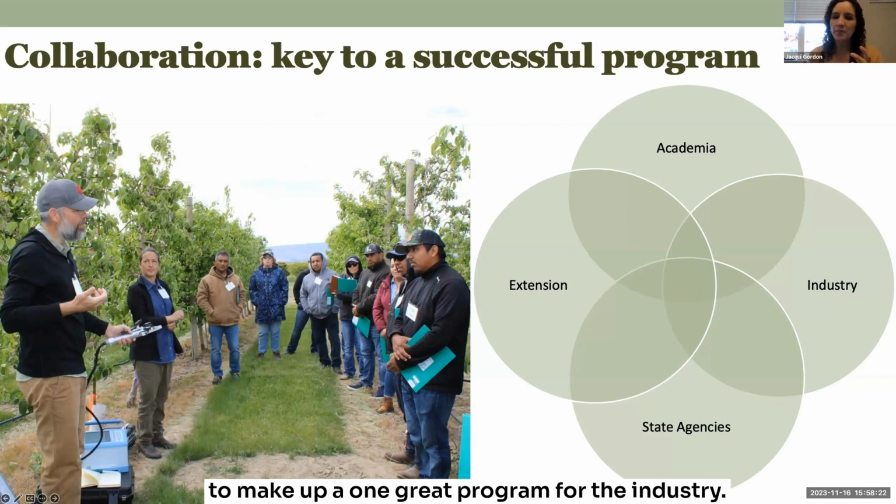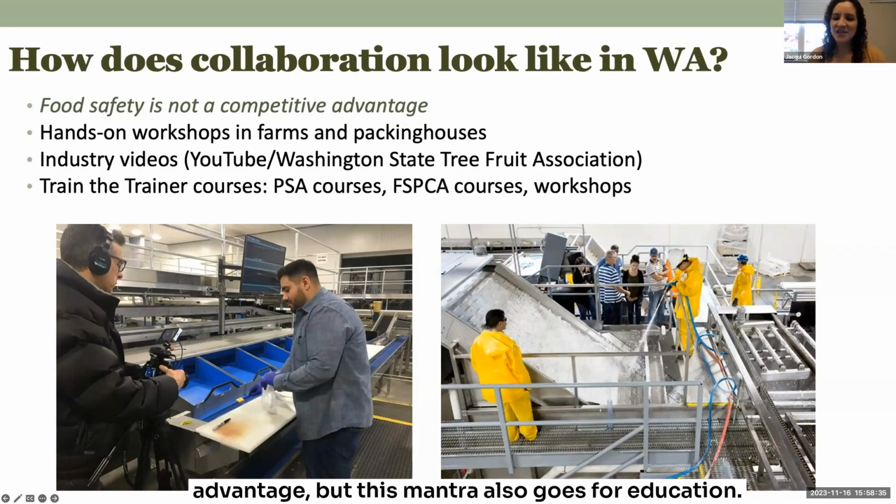Next. So what does collaboration look like in Washington? We have a mantra, which is food safety is not a competitive advantage. But this mantra also goes for education. Education is not a competitive advantage because if we give information to our growers, we give them power. That power makes the whole industry look good. So education is not something that we can compete with.